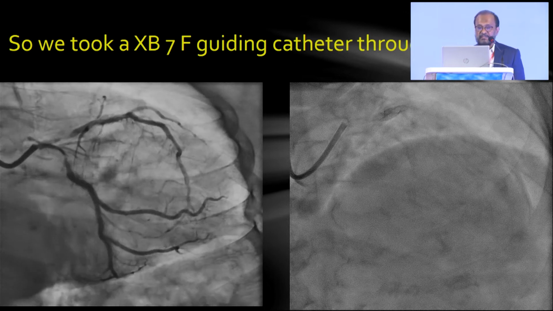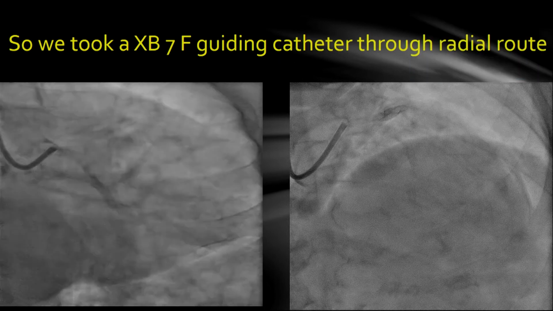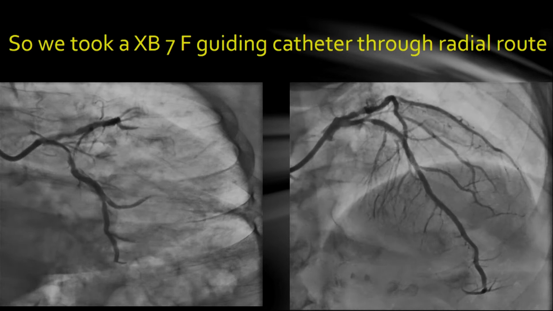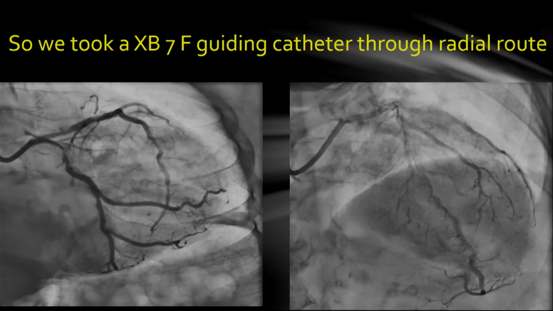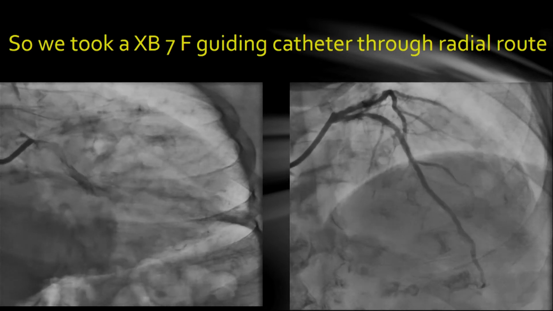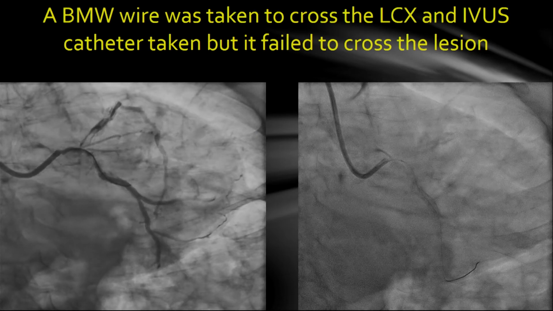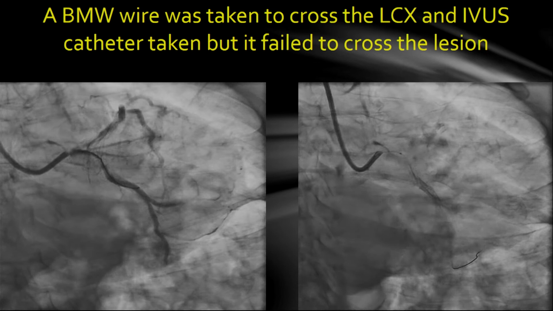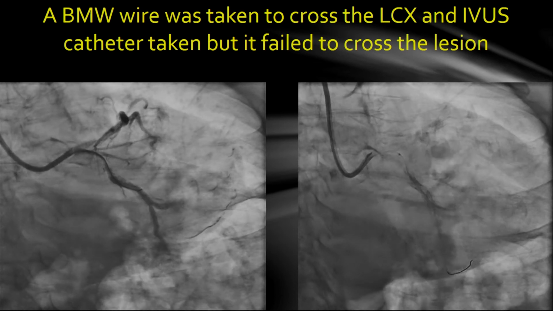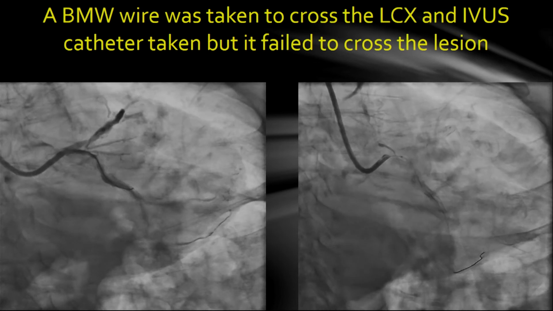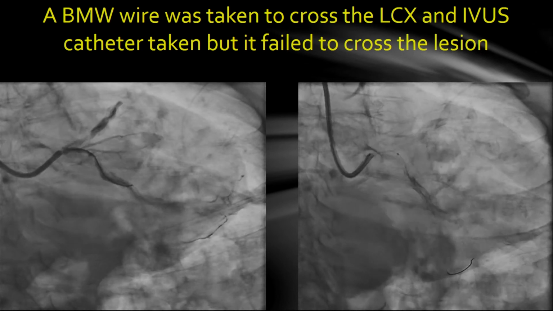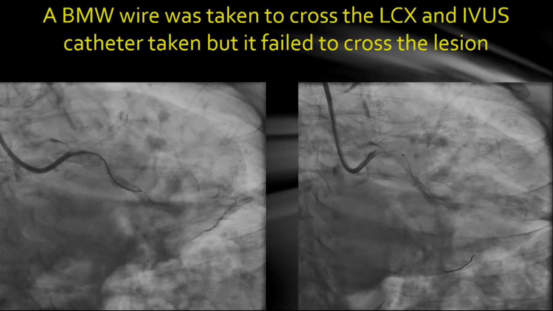So with the XB guide catheter, you can see clearly the SARC ostium and proximal ISR. In the LAD there is a proximal tight lesion, but the ostium seems a bit hazy. A BMW wire was taken to cross the SARC lesion, and an IVUS catheter was taken, but you can see in the second picture the IVUS catheter is backing out. It does not cross the lesion, the calcified part.